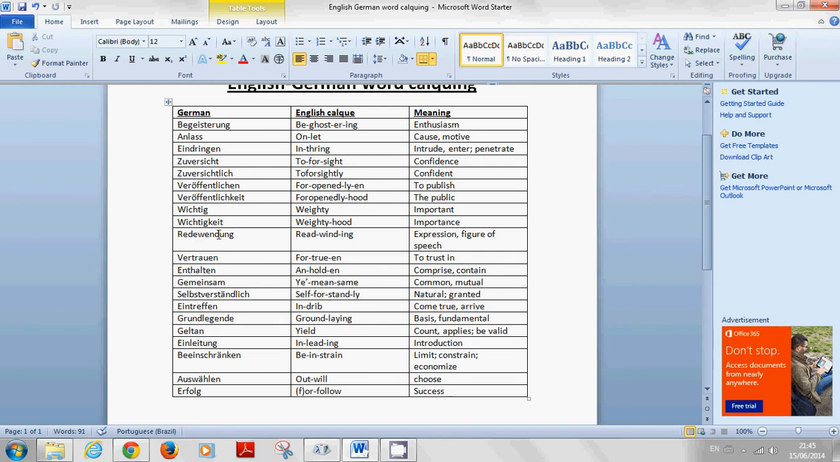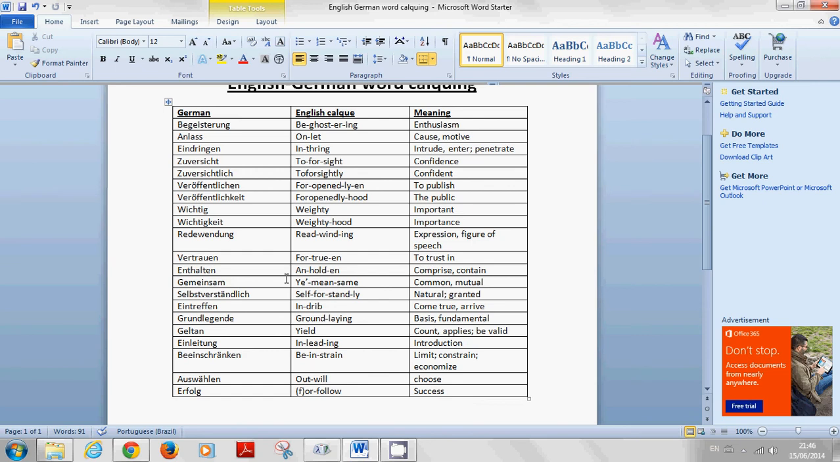This next one, Redewendung. In English, this root is a little bit hard to find because there was a word to wend, W-E-N-D, which meant to turn somewhere, to turn or to bend. But there's also a wind, as in winding a clock. So you have reed wending. So a reed wending is an expression or figure of speech. The next one, vertrauen. Vertrauen is for true in, and to trust in something. So I guess to be true in something is to trust in something.